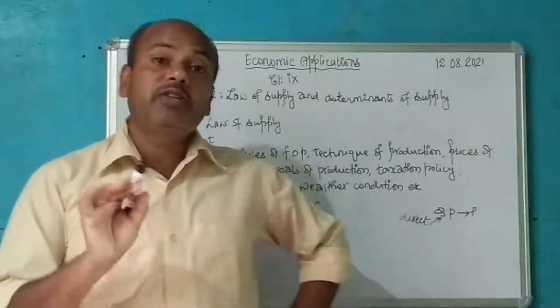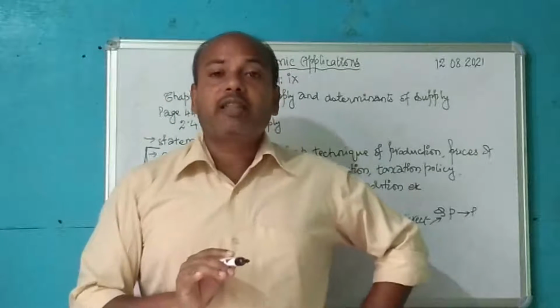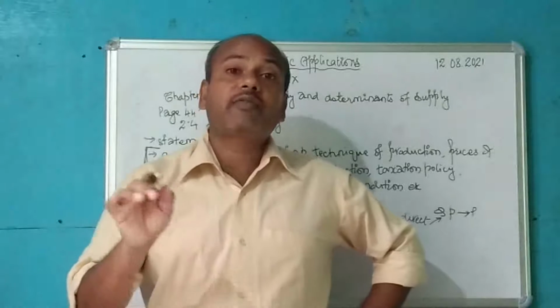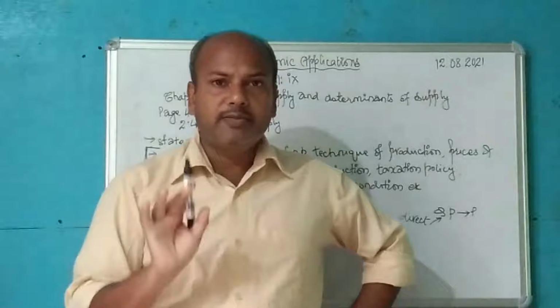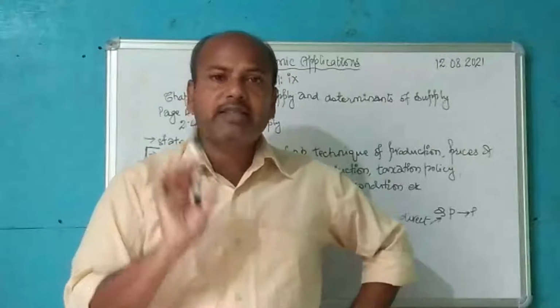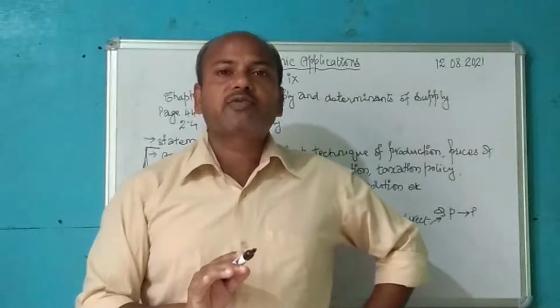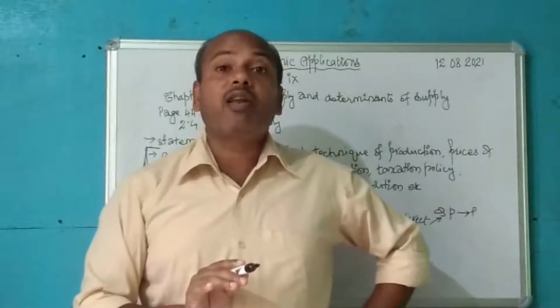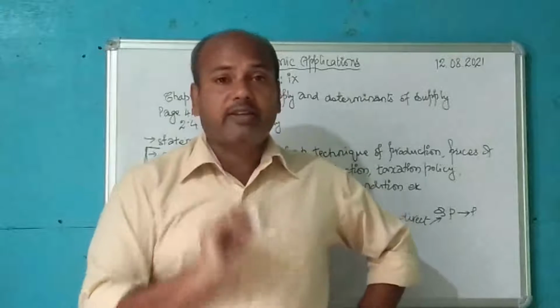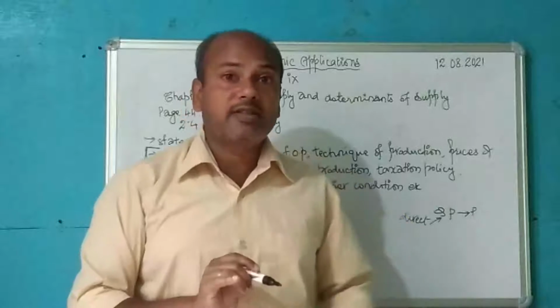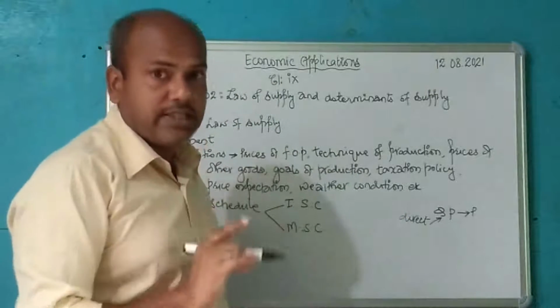The price of the commodity demanded in the law of demand, and the price of the commodity produced and offered for sale in the law of supply. Only price has to change, all other factors should remain same. Now when we say all other factors, what are the factors? What factors have to remain unchanged?